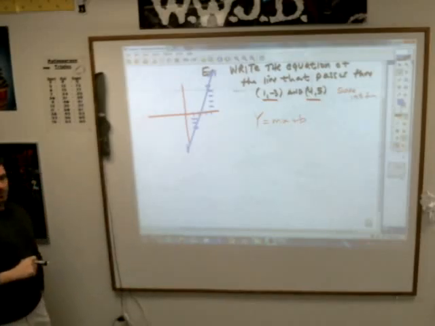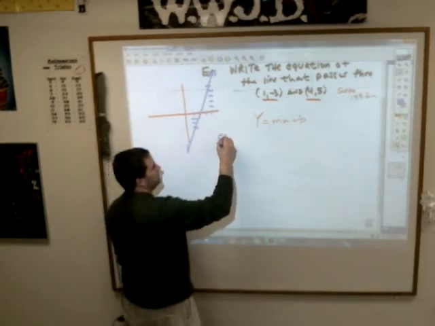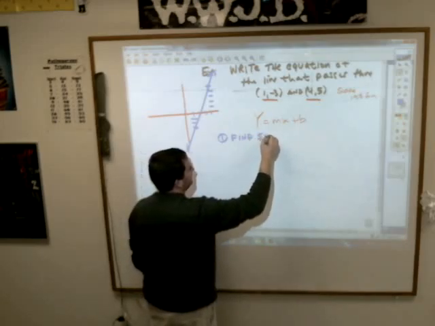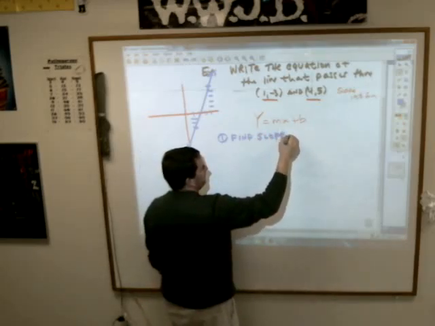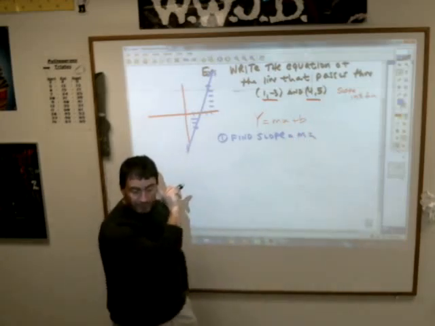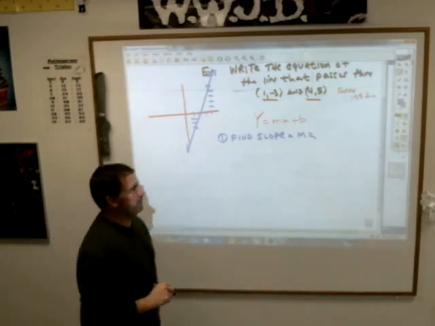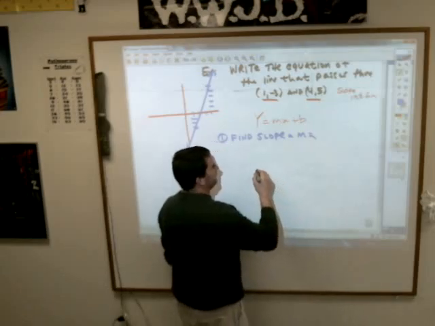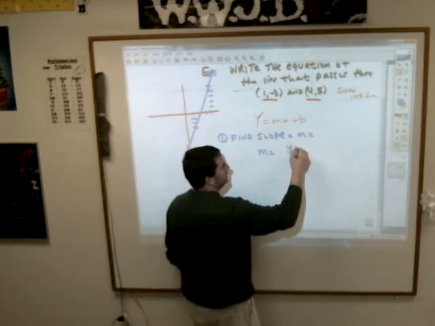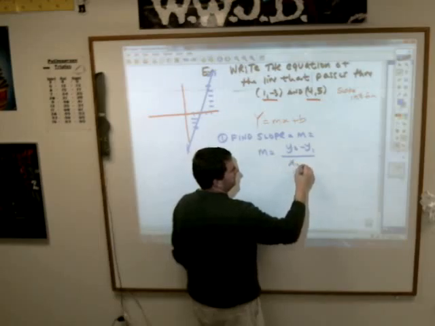Step number 1, ladies and gentlemen, is this. You need to find the slope, which is the letter M. Does anybody remember how to find slope with 2 points? Did we do this before? We made a triangle. Okay, well then we no longer do that because we have a slope formula, which is y2 minus y1 over x2 minus x1.